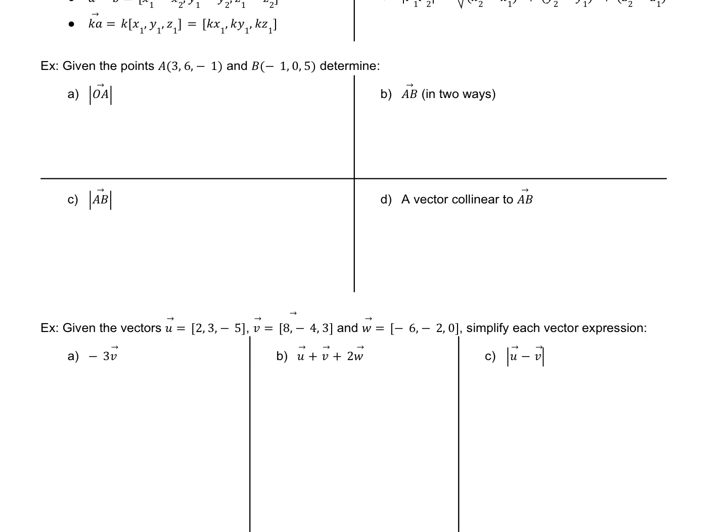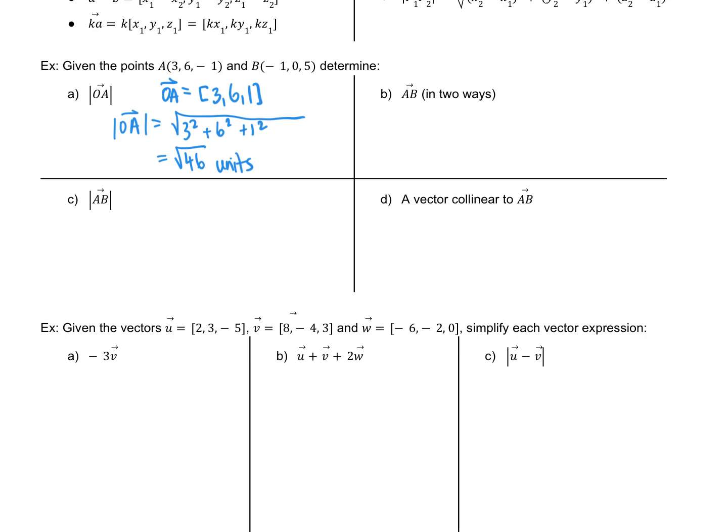We're going to start off with the magnitude of vector OA. First of all, vector OA is just from the origin to point A. So this must be my vector. The magnitude is just going to be the square root of 3 squared plus 6 squared plus 1 squared. And that will simplify to the square root of 46.